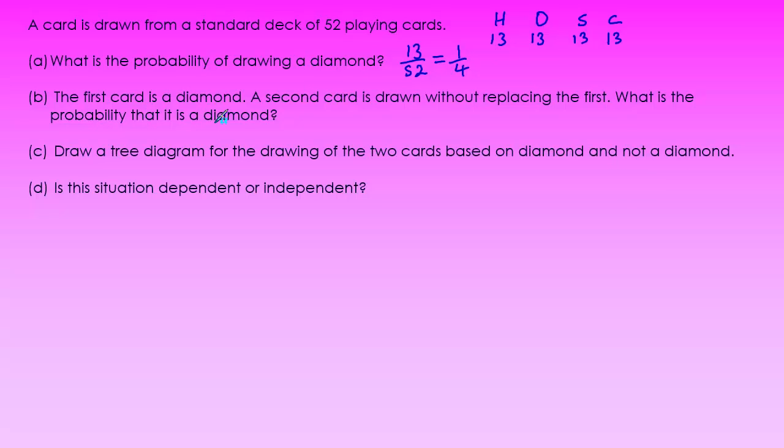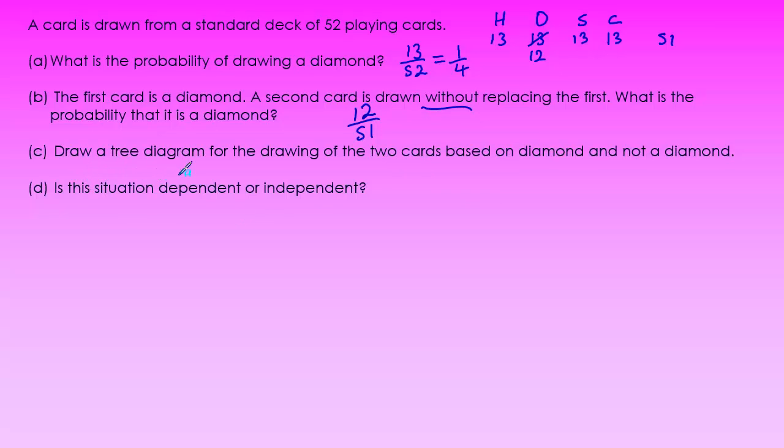The first card is a diamond. A second card is drawn without replacing the first. What is the probability it's a diamond? Well, I've removed one of the diamonds from the pack. And now we only have 51 cards because we didn't replace the card we took. So that would be 12 out of 51. And that's an example of a conditional probability. So these situations are not independent.